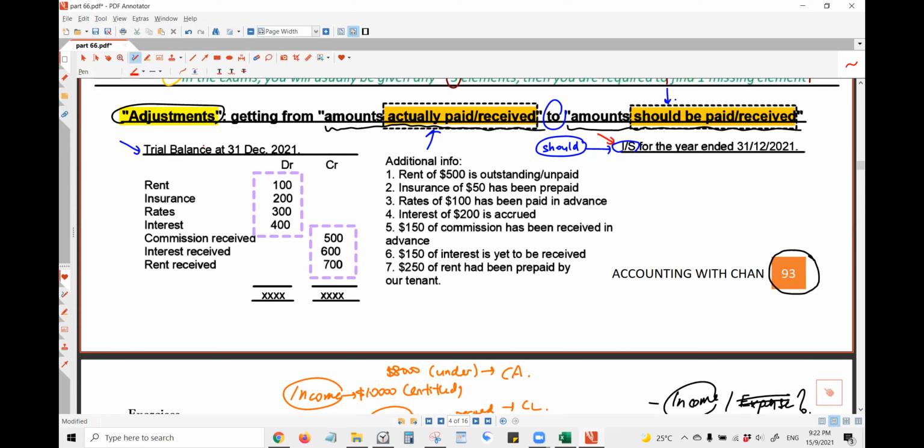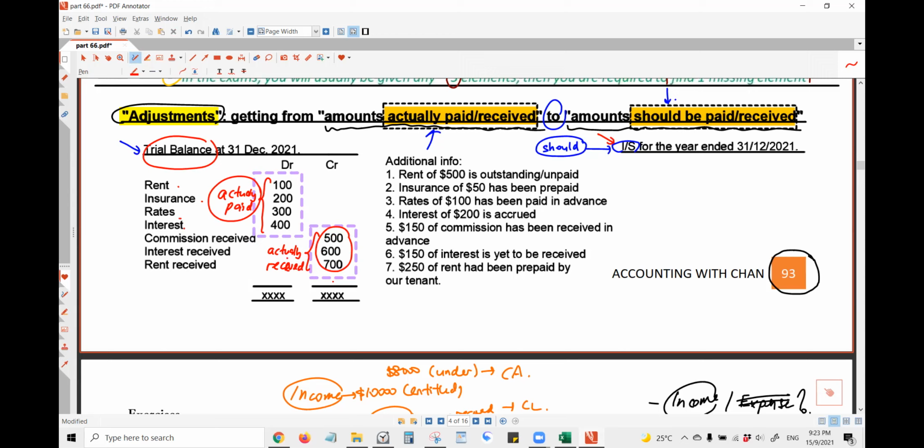You must remember, in a trial balance, all these amounts are amounts you have actually received and paid. So the first 4 are expenses, amounts you have actually paid during the year. And the last 3 are incomes. That means these are amounts you have actually received during the year. Okay, so these are the 7 amounts.